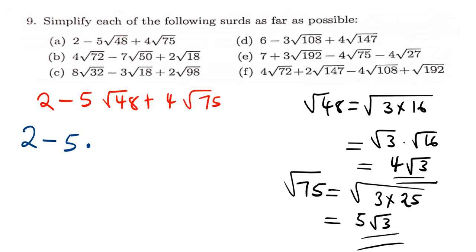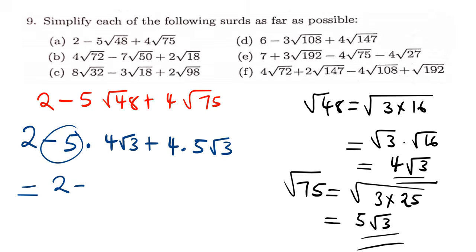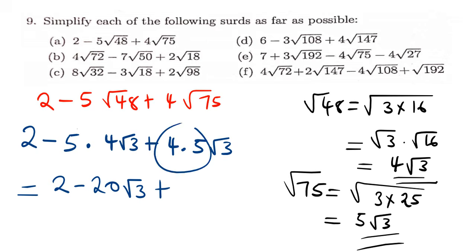There's 4 root 3 plus 4. Then 75, we found that it is 5. Okay, so we're multiplying by 5 root 3. Then from here you just solve. We've got 2 minus, now I've got 5, negative 5 multiplied by this 4 will give us a negative 20. Okay, then negative 20 root 3. Okay, then plus 4 again multiplied by 5, that will give us a 20 root 3.